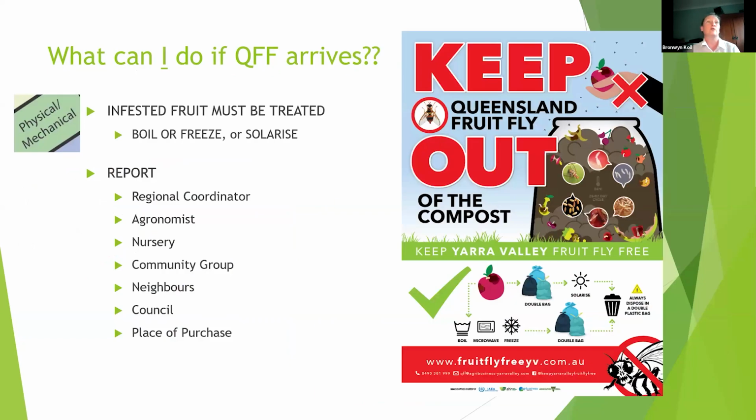We're going to use a physical and mechanical component here of actually boiling or freezing or solarizing any fruit that you are suspicious could have Queensland fruit fly in it. There's no chemicals involved in that boiling or freezing. There's no chemicals involved in that solarizing either. They are all physical things that we can do. Yes, they require a little bit of elbow grease or some lifting or some time that you wouldn't ordinarily have had to spend on cleaning up your yard, but it's well worth it to be able to prevent the spread of Queensland fruit fly. Now, by boiling, I mean bringing to the boil.